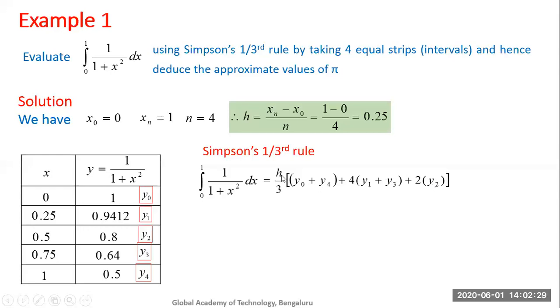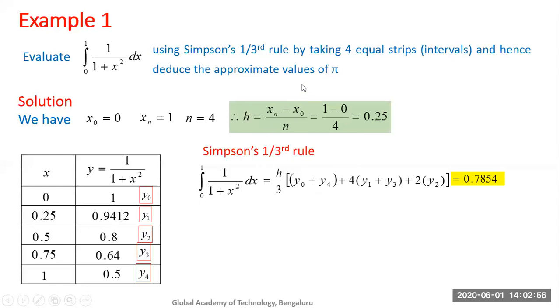Now substitute h is equal to 0.25, y0 as 1, y4 as 0.5, 4 times y1 plus y3, that is 0.9412 plus 0.64, plus 2 times y2, that is 0.8. So simplify, you get 0.7854. So 0.7854 is the value of the given integral using the 1/3 rule.